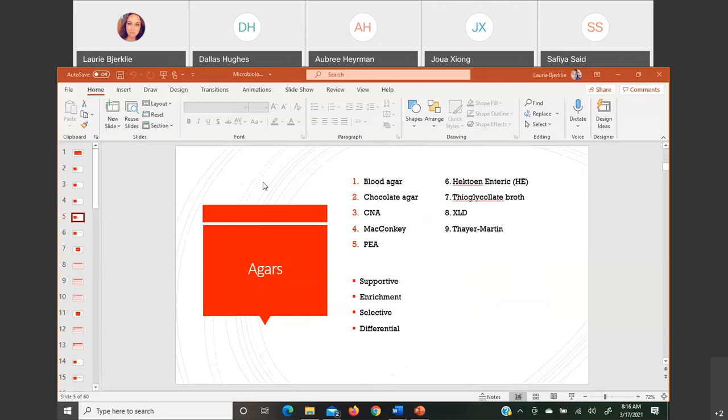So PEA agar. And this one is just selective. Yep, so same purpose as CNA, growing gram positives. So again, a lot of labs will have one or the other. They'll either have a CNA or they'll have PEA. There is a mixture of the two. I think they call it a Rose agar plate. Maybe one of your guys' labs have that, where it's like a CNA and PEA kind of mixed plate, and they call it a Rose agar. It's kind of a fun name.